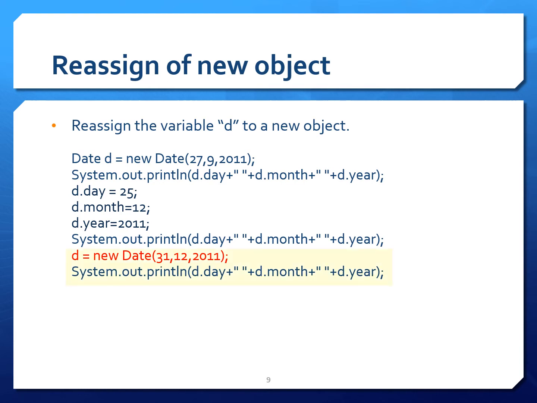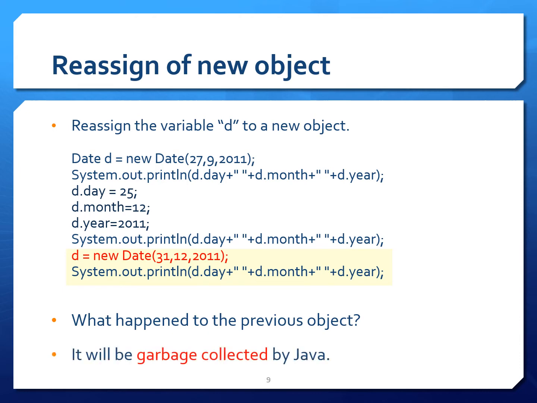We can reassign the variable D to a new object. So what happens to the previous object? It will be garbage collected by Java.